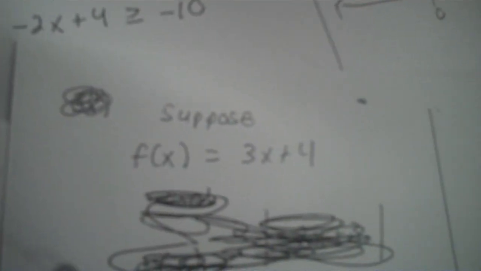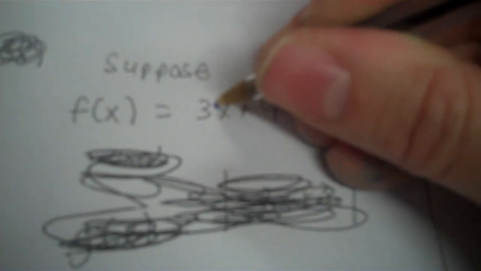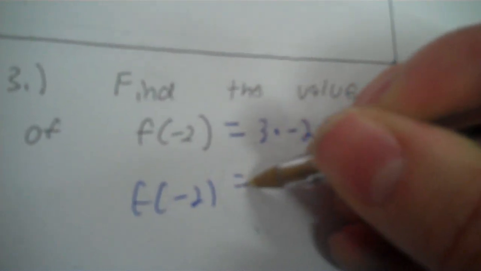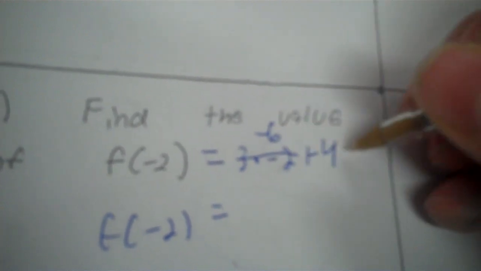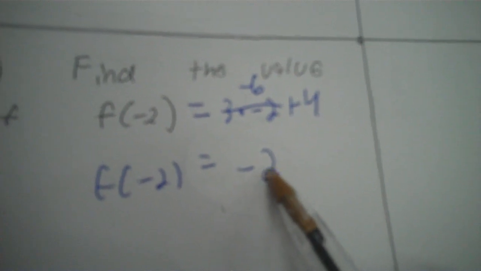Next problem should be a cakewalk. Suppose f of x, that's called function notation, equals 3x plus 4. Find the value of f of -2. Here's all you do: you simply substitute -2 in place of the x. So instead of 3 times x plus 4, we now have 3 times -2 plus 4. You multiply first, that's -6. -6 plus 4 is -2. The input doesn't always match the output. You've got to do your math. It's that easy.